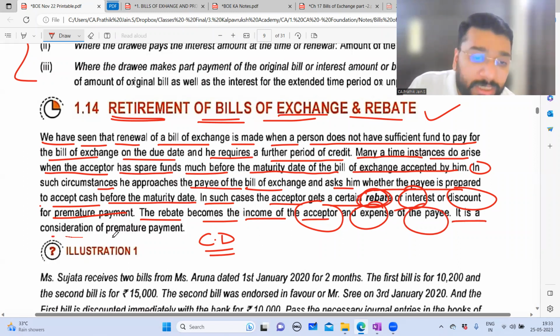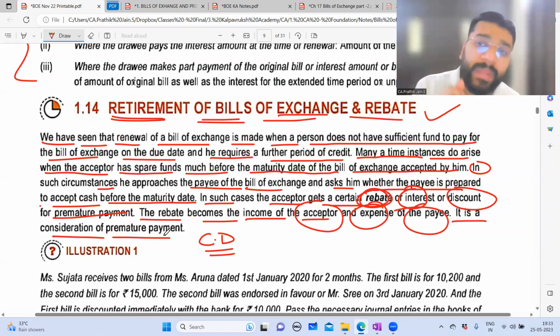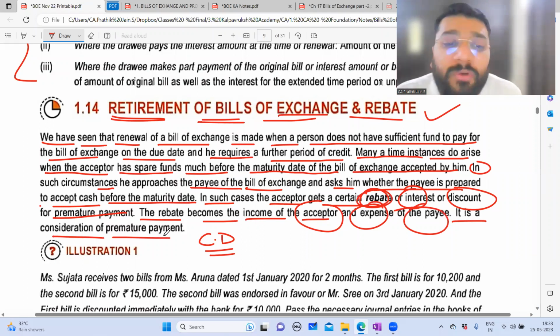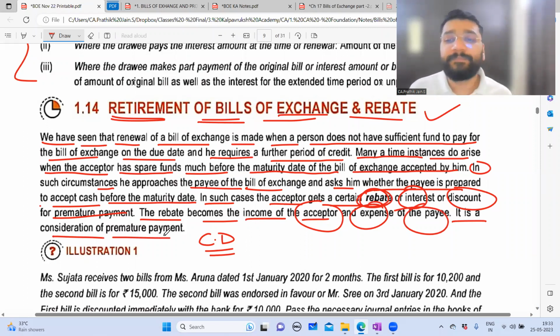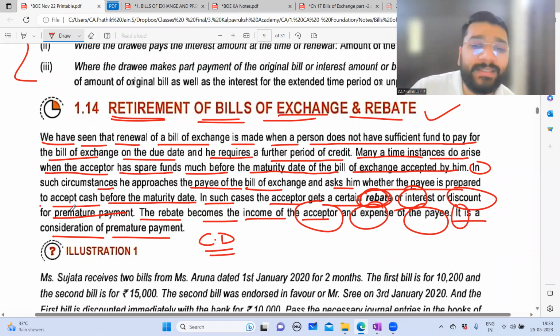It is a consideration for a premature payment. So interest is paid as a consideration for premature payment. True or false? So repeat. Interest is a consideration paid for premature payment. True or false? True. It here means interest. So interest, or rebate, or a discount is a consideration, something you pay in return for early payment, or something you get in return for early payment.